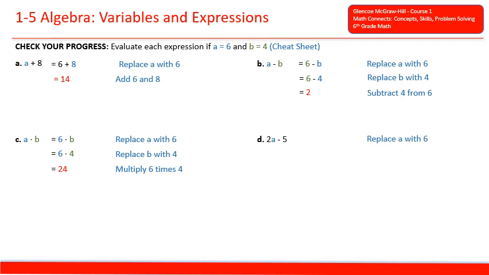2a minus 5. Replace a with 6. So we get 2 times 6 minus 5. Remember, when the number is right next to the variable, it's multiplication. Multiply 2 times 6. We get 12 minus 5. Then if we subtract 5 from 12, we get 7.